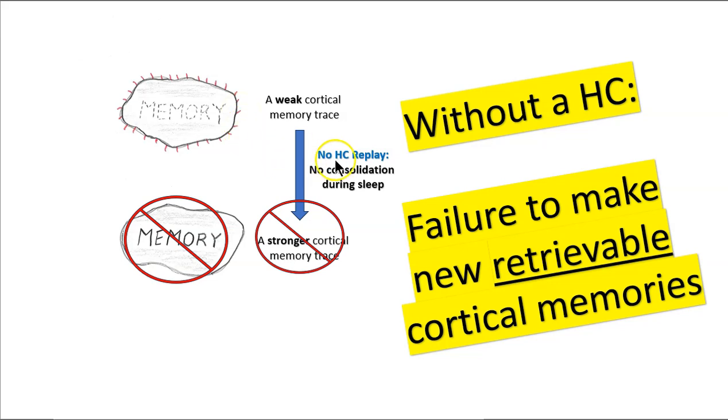And why is that? Because we don't have a hippocampus that can do the process of memory consolidation during sleep. We don't have any memory traces of the day's learning that can be replayed at night to strengthen the cortical memory traces, and so we're always left with weak memory traces that cannot be located and reactivated. So people without a hippocampus appear to us to be unable to make new retrievable cortical memories.